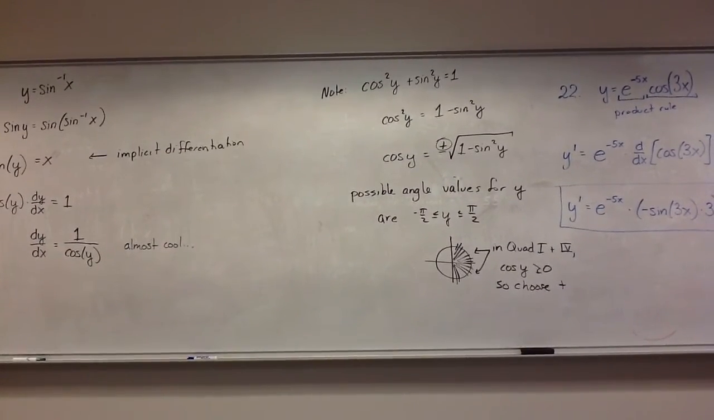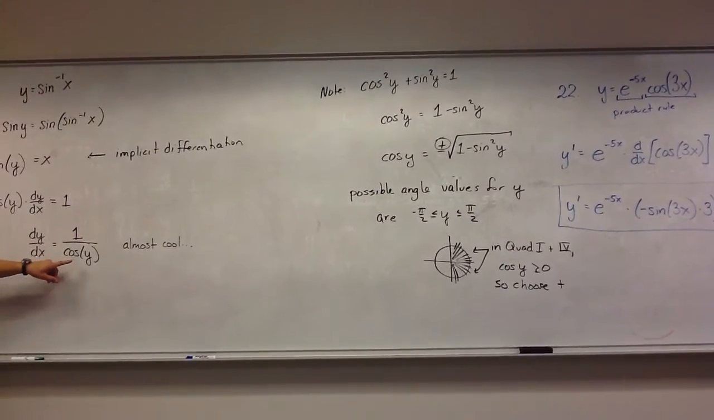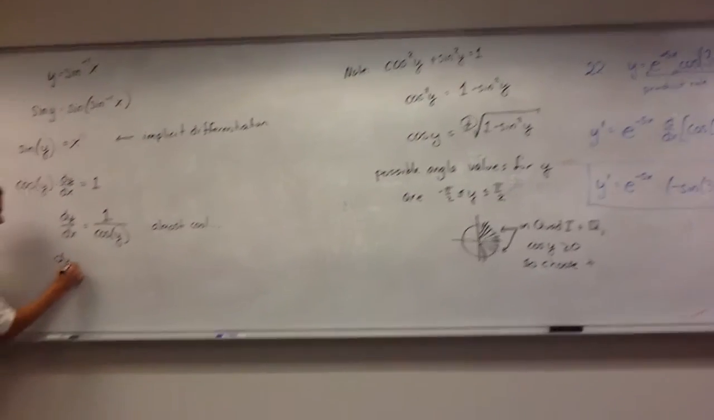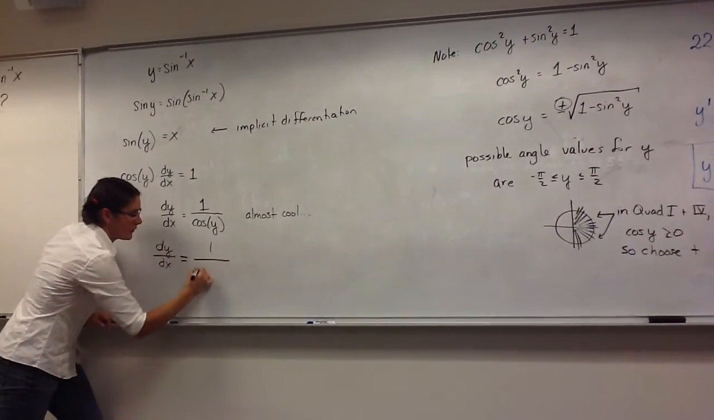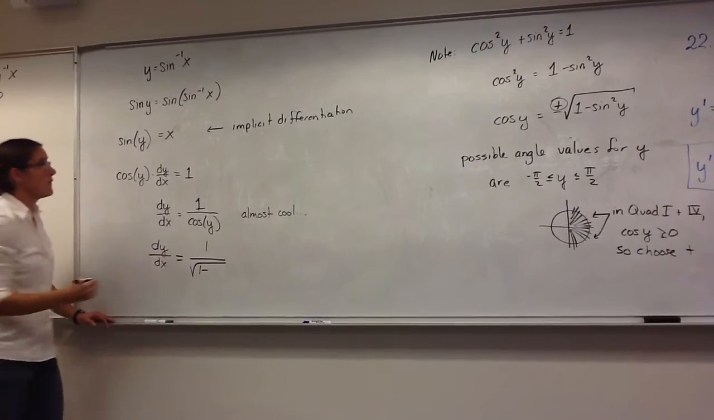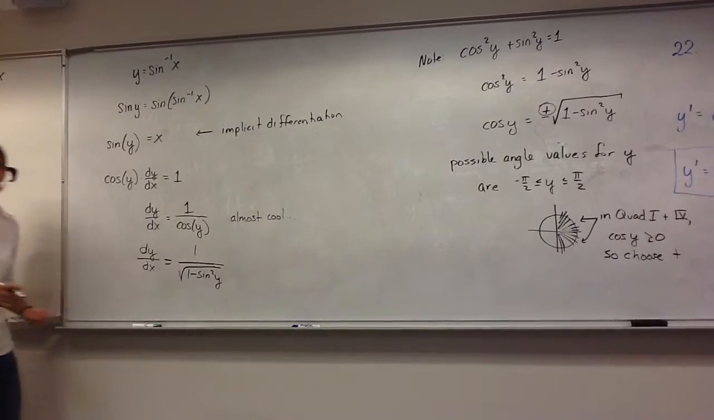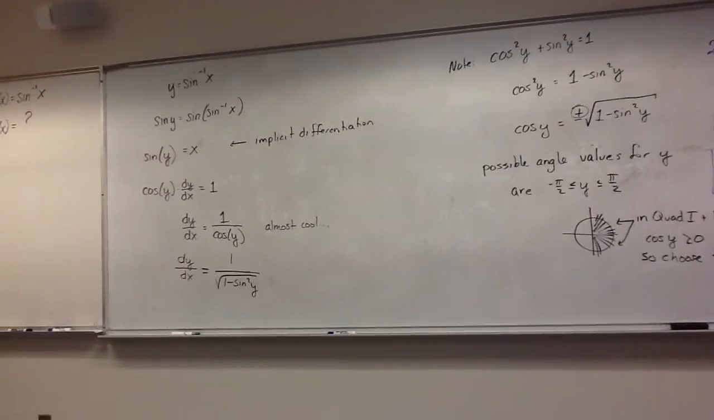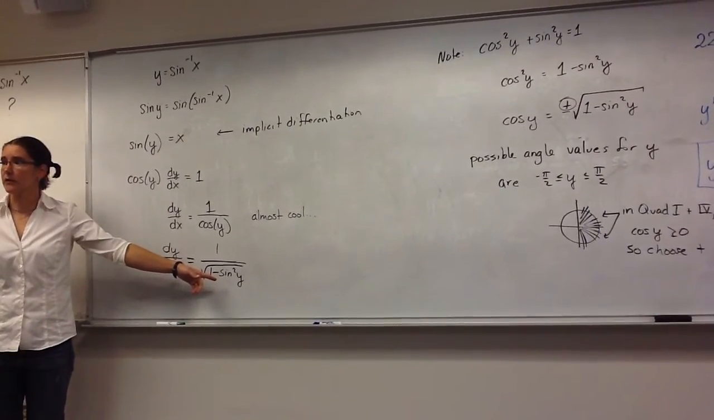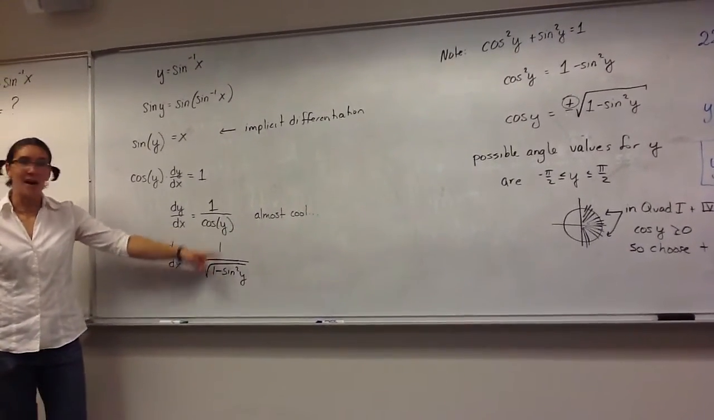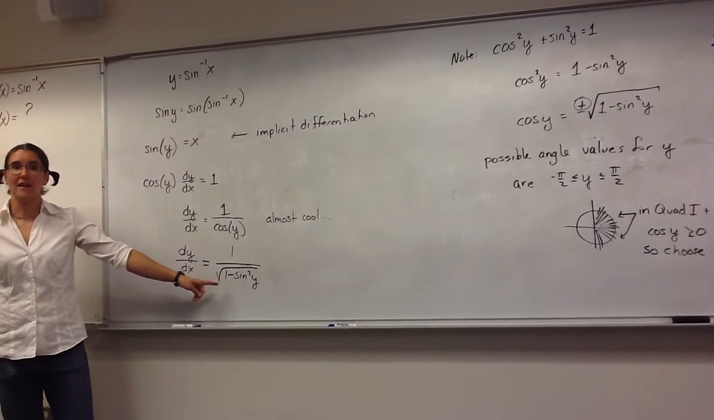All right, so let's go back over here to dy over dx is equal to 1 over cosine y. And I'm going to replace cosine of y with square root of 1 minus sine squared y. This doesn't look any better. In fact, it looks a lot worse. Okay? Not only do we have y's involved, but now I've made it even more complicated. But we've got one last step.